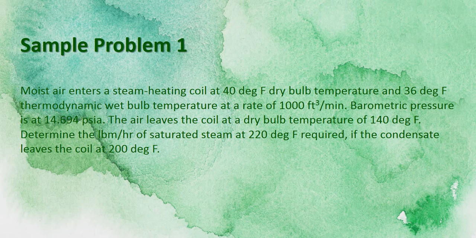So for problem number 1, moist air enters a steam heating coil at 40 degrees Fahrenheit and 36 degrees Fahrenheit thermodynamic wet bulb temperature, and this is the volumetric flow rate. Now the process is operated at barometric pressure of 14.694 psia. The air leaves the coil at dry bulb temperature of 140. Determine the pound mass per hour of saturated steam at 220 degrees Fahrenheit that will accomplish the goal of heating up this moist air.